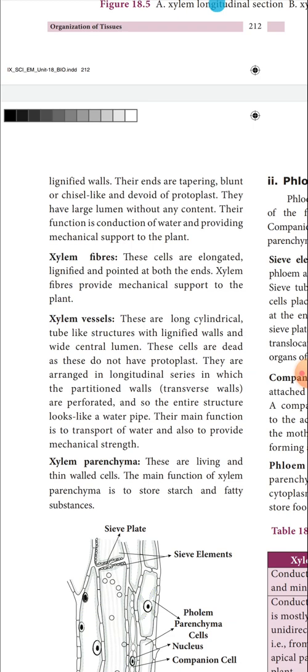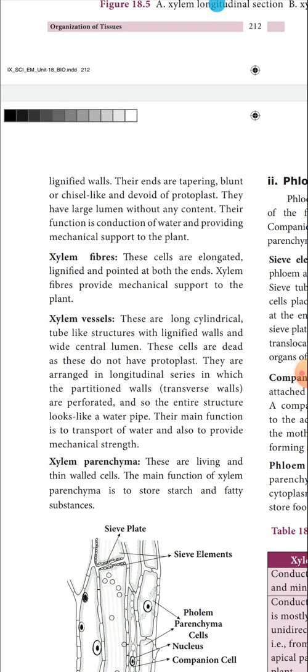The cells are arranged in a series in which the partitioned walls are perforated, and so the entire structure looks like a water pipe. Since it is placed one above the other, it looks like a pipeline system. Already the vessels are tube-like structures with a wider lumen inside, and since they are arranged one above the other, the overall structure looks like a pipeline system.